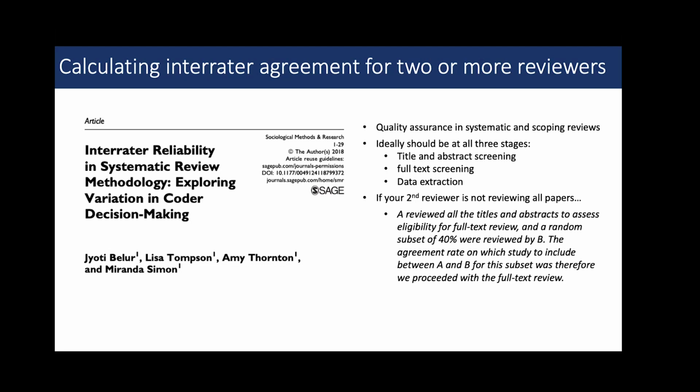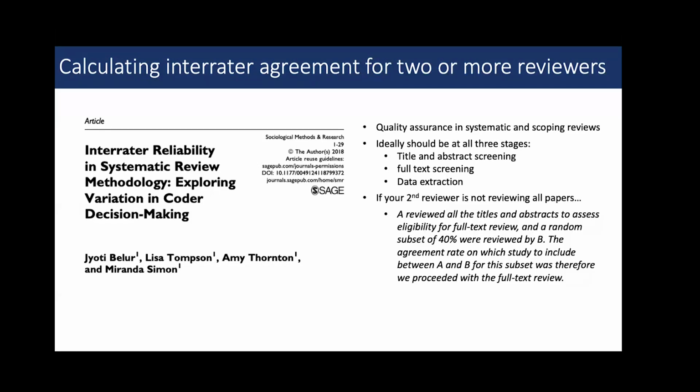So the next thing I'm introducing is more on inter-agreement reliability or inter-agreement rate for two or more reviewers. So usually you can see in some of the systematic review papers, they report inter-rater agreement rate, which is a step for quality assurance to make sure that your agreement rate is good and your scoping review or systematic review is good enough.